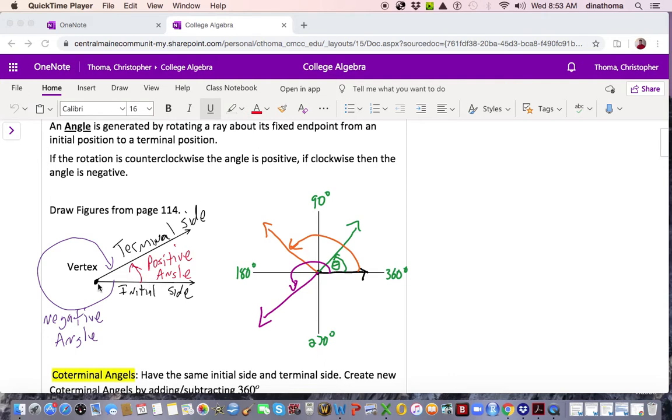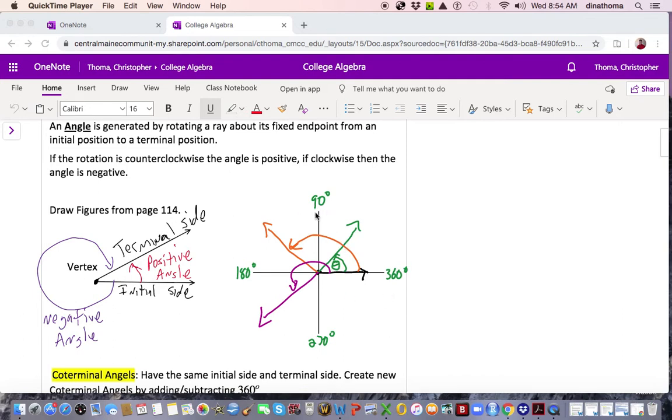So we have a point, and if we draw our initial side with a ray, and then we draw another ray at the same point, that becomes our terminal side. And this is known as the vertex, the turning point. If we go counterclockwise, opening up to the left, that is a positive angle. If we go clockwise and open up to the right, that is a negative angle. But you can see both finish on the same terminal side. It just depends on where you measure the angle from.